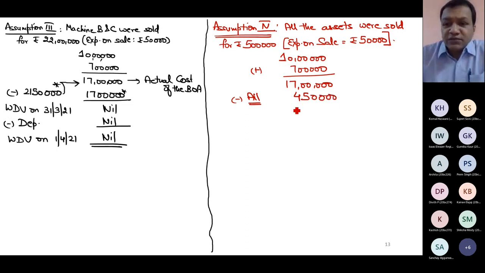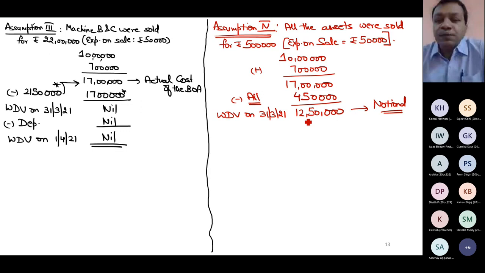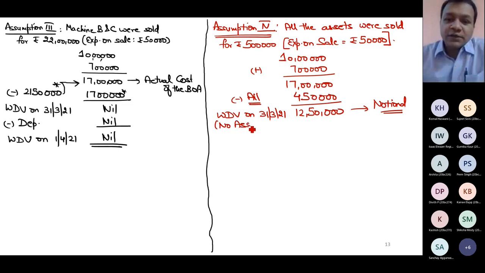So technically there is a WDV. Don't say that there is no WDV. I have a WDV on 31st March 21, and this WDV is how much? 12 lakh 50, but it is a notional value only. In reality, no one is going to give me this value because I have nothing to sell now. So it is a notional value only. So make sure you don't by default multiply the WDV by rate. Check the concepts also. Technically there is no asset now. There is no asset. So if there is no asset, technically no depreciation.